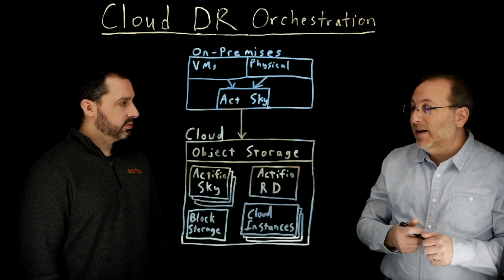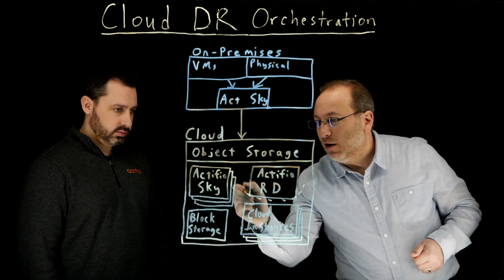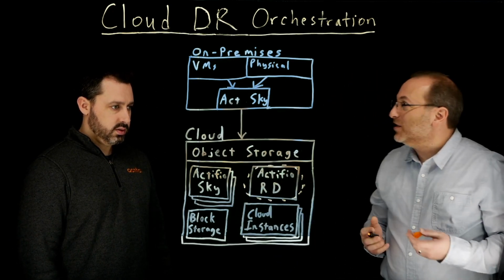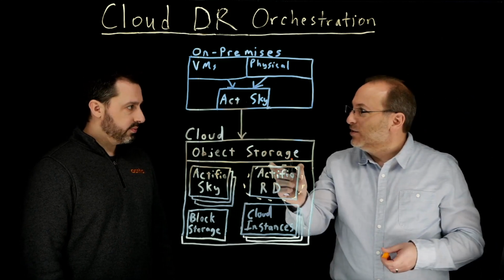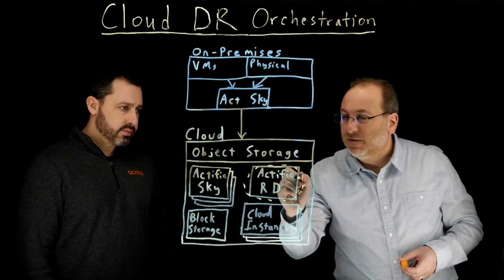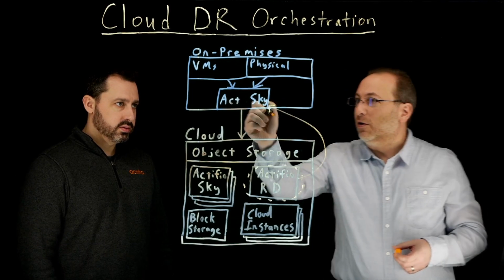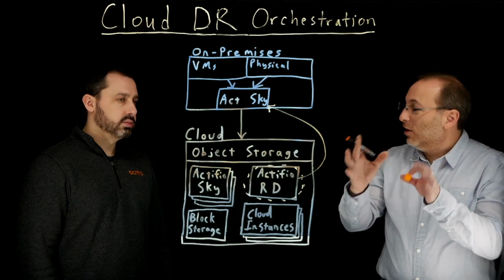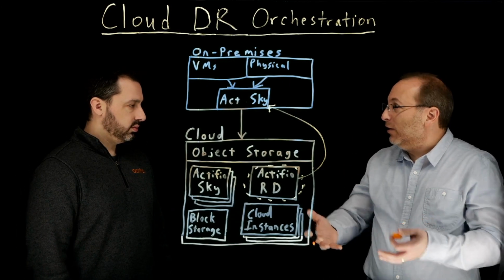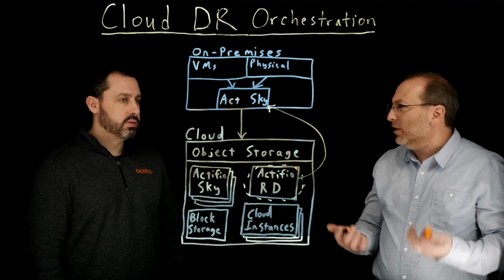What this feature adds is this DR orchestration tool. It's called Actifio Resiliency Director. It's a small cloud instance. It runs persistently in the cloud, and it's configured by pointing it to your Actifio Sky infrastructure on premise and pre-configuring how you want recoveries to happen, what servers, what order, etc.